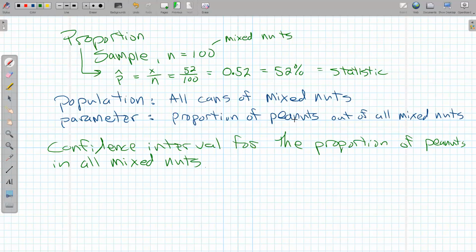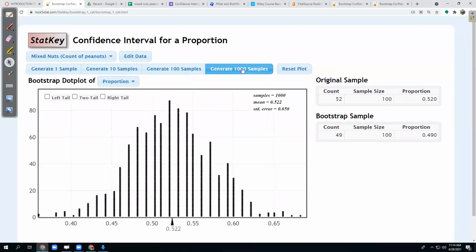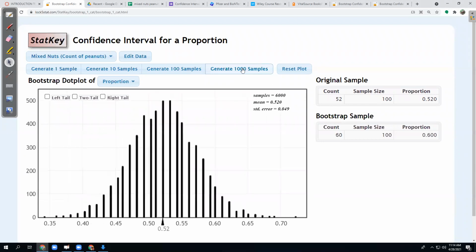All right, so let's make a confidence interval. To make a confidence interval for a proportion, you need X, how many, and you need N, the total. So how many peanuts out of how many mixed nuts total? And I happen to be already given that. Once I have that in there, I just generate 1,000, another 1,000, another 1,000. And I usually do at least 6,000. Could I do 10,000? Sure. Might slow your computer down for a minute, but that's okay.